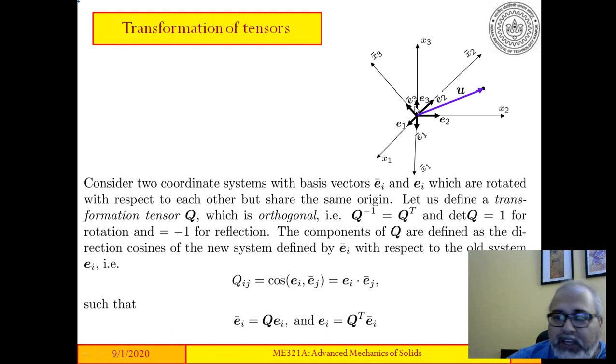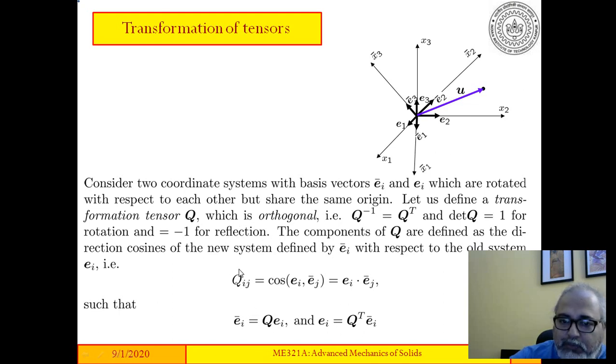Now, it turns out that if I know the components in one coordinate system, suppose in x1, x2, x3, I know the components of a vector or the second order tensor, I can find the components in another coordinate system which is rotated with respect to it, provided I know something called the transformation tensor Q. The transformation tensor is an orthogonal tensor, which means that the inverse of the transformation tensor is the transpose. And most of the time for rotations, determinant of Q is equal to 1. We will also look at some cases where we have reflection, where the determinant of Q will be equal to -1.